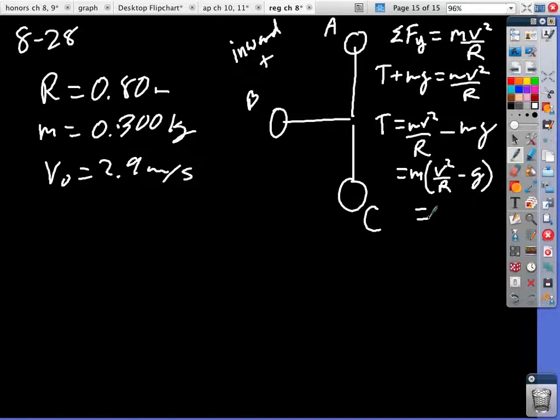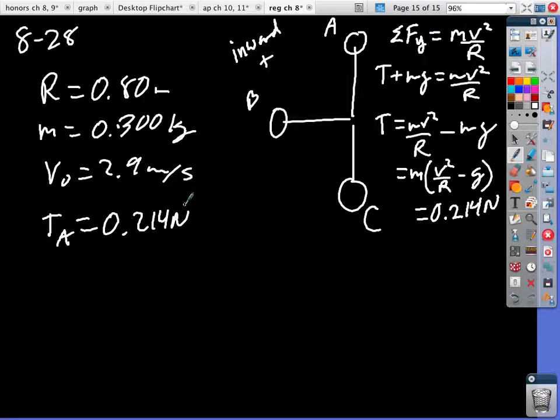Okay, 2.9 says 3. 2.9 squared divided by 0.8 minus 9.8 times 0.3. That's going to give me a tension of 0.214 newtons. So the tension at A is 0.214 newtons.